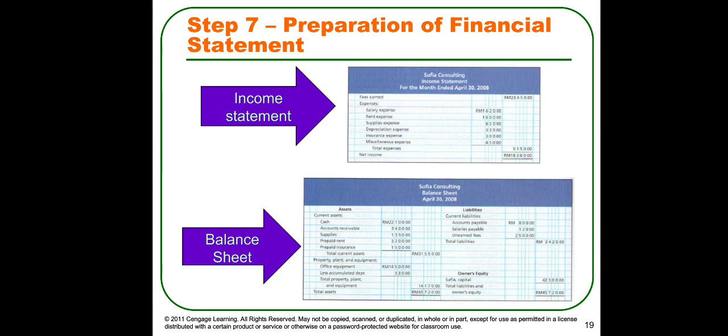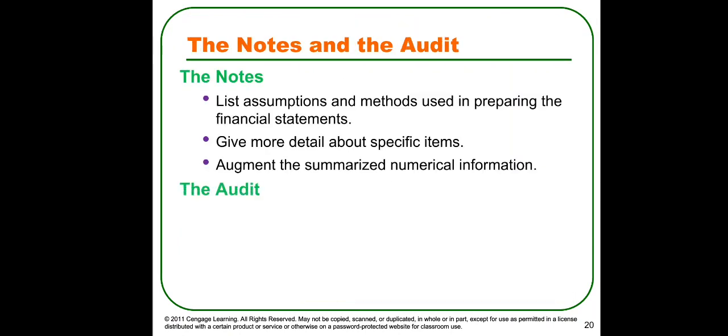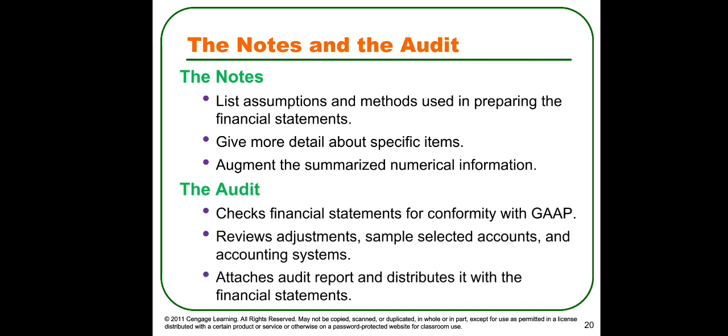Remember, the output of financial accounting is to produce the financial statements. I have told you, the financial statements contain five components: income statement, balance sheet, statement of equity, statement of cash flow, and then the notes to the accounts. So now, what are the notes to the accounts? See here in this slide, notes to the accounts contain a list of assumptions and methods used in preparing the financial statements. They give more detail about specific items, augmenting the summarized numerical information.